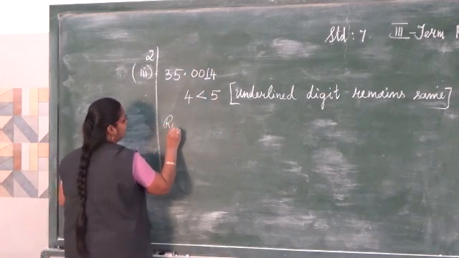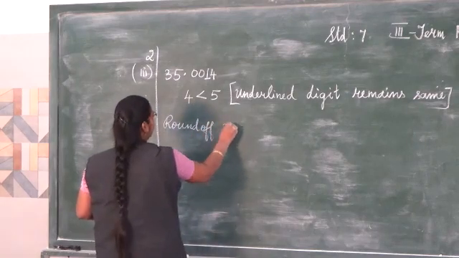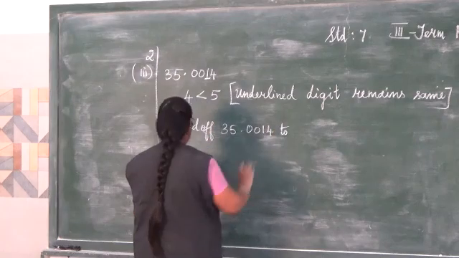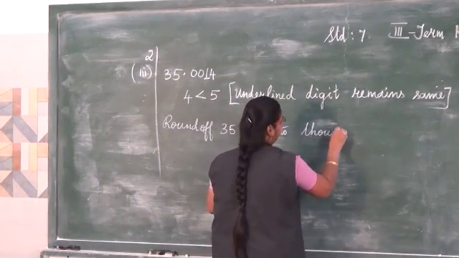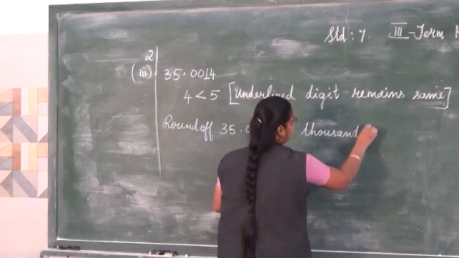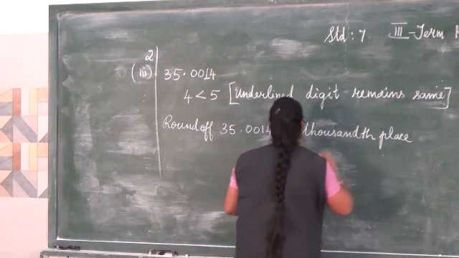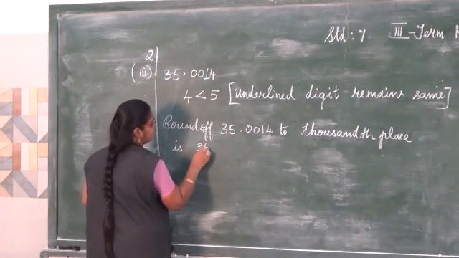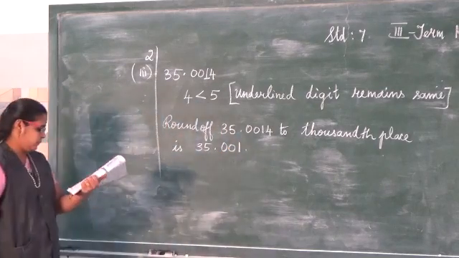So round off 35.0014 to the 1000th place. What is the answer? 35.001 is the answer.